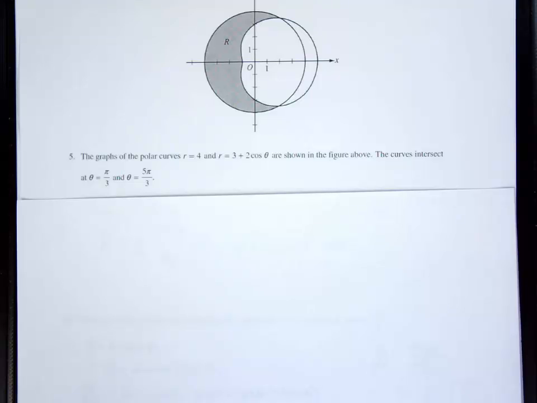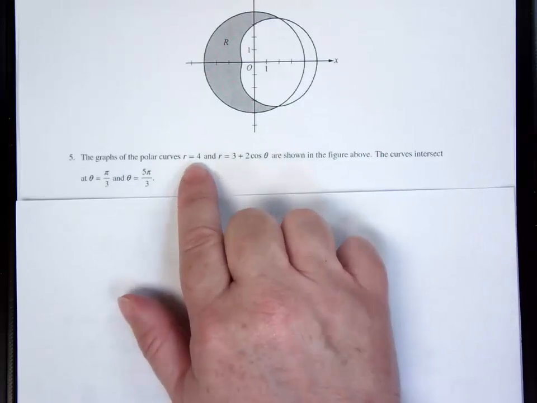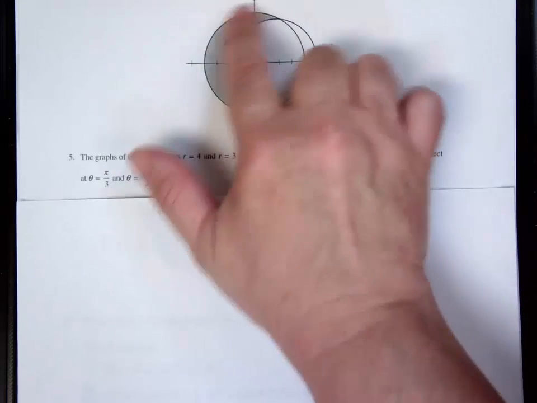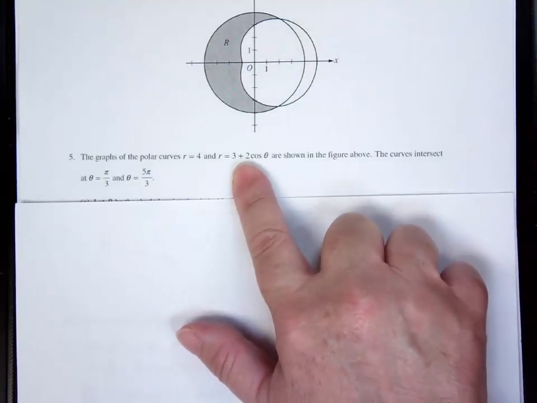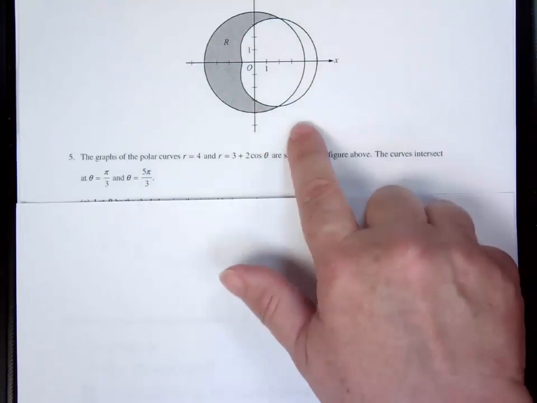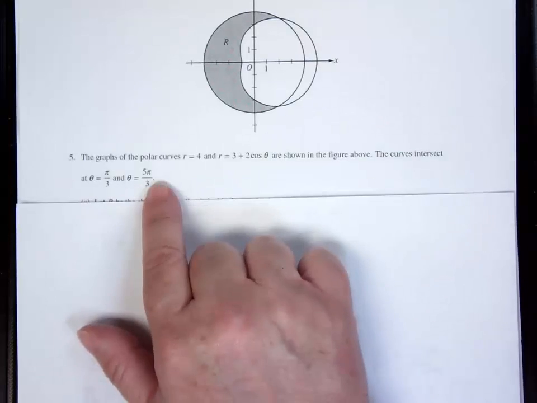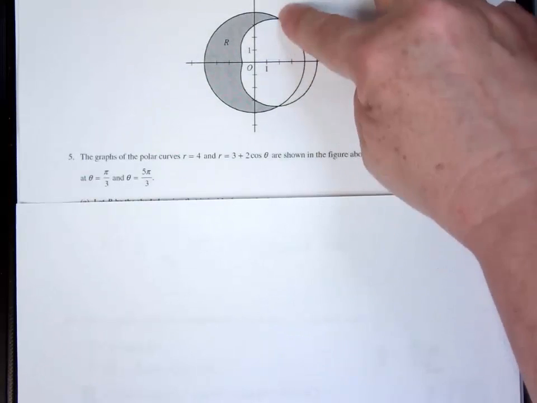Now, they were pretty nice about this. r equals 4 is a circle. So that has to be the circle, the one that's exactly a circle. And that means the other one is the curve, the limacon. Okay? Pi over 3, 5 pi over 3, pretty obvious where they cross, right there and right there.